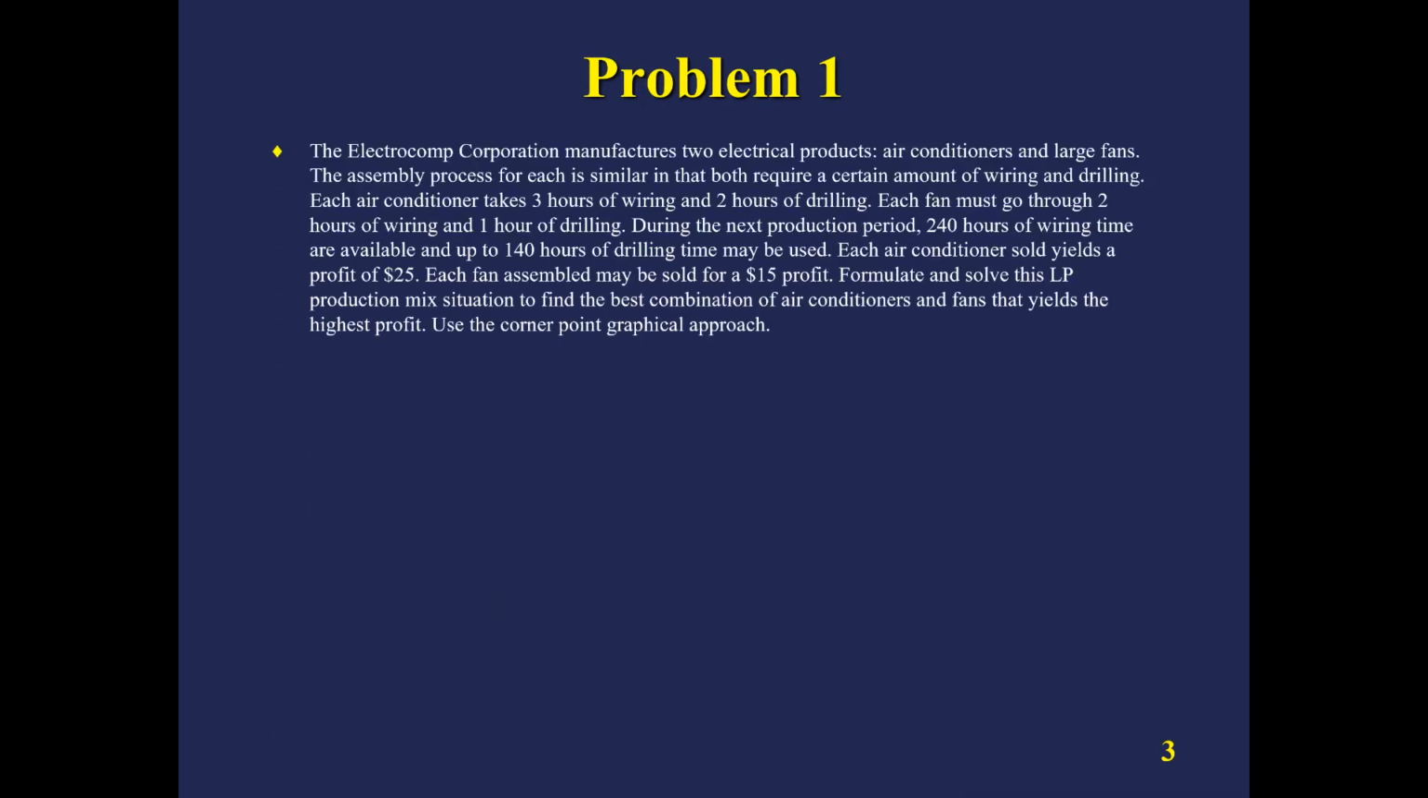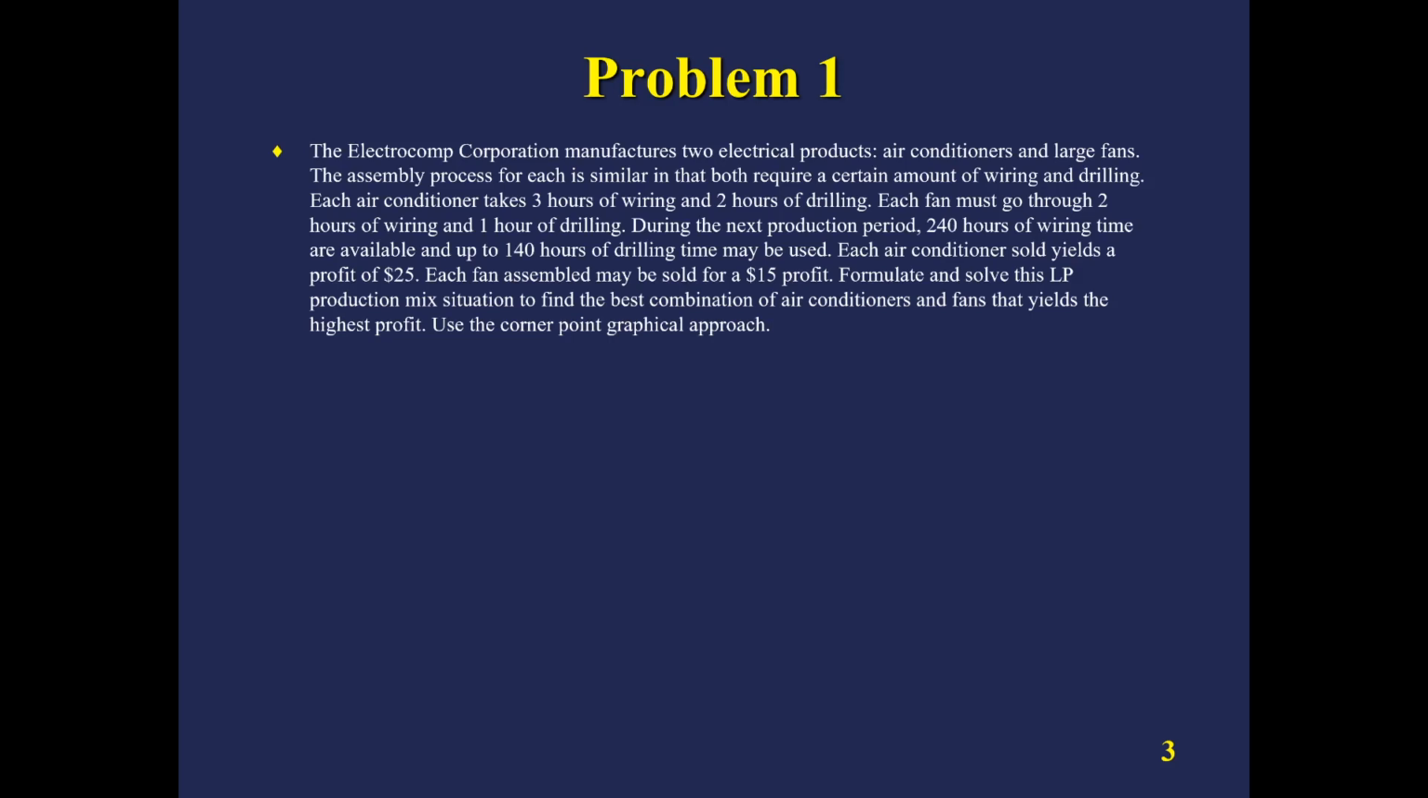Okay, let's see another problem here. The Electrocomp Corporation manufactures two electrical products, air conditioners and large fans. The assembly process for each is similar in that both require a certain amount of wiring and drilling. Each air conditioner takes 3 hours of wiring and 2 hours of drilling. Each fan must go through 2 hours of wiring and 1 hour of drilling. During the next production period, 240 hours of wiring time are available and up to 140 hours of drilling time may be used. Each air conditioner sold yields a profit of $25. Each fan assembled may be sold for a $15 profit.